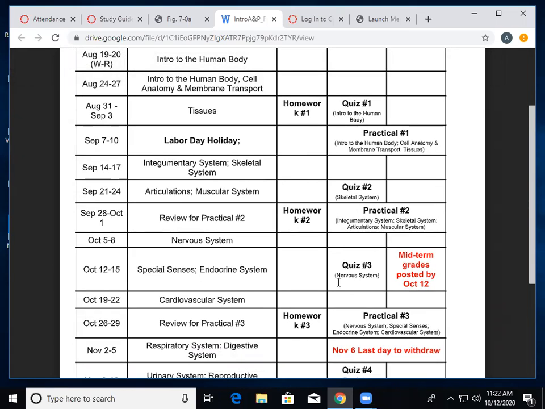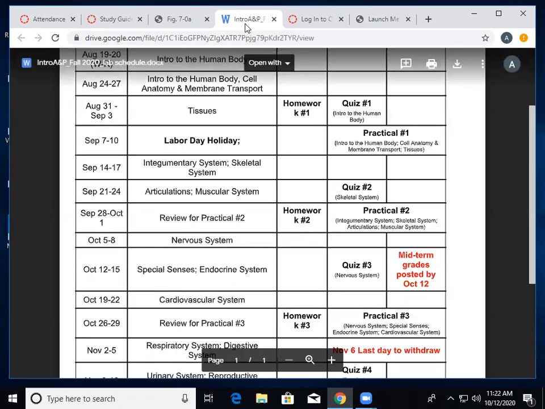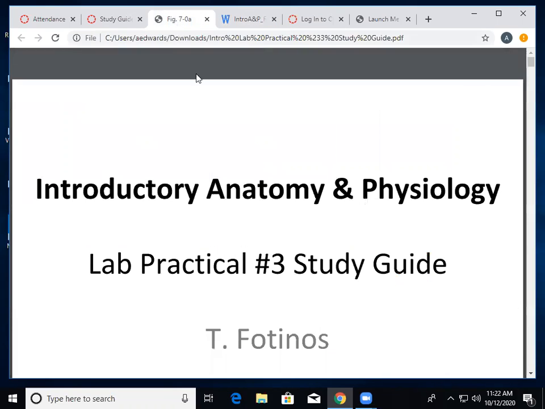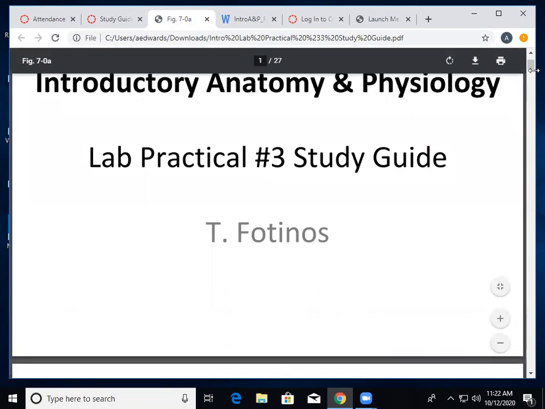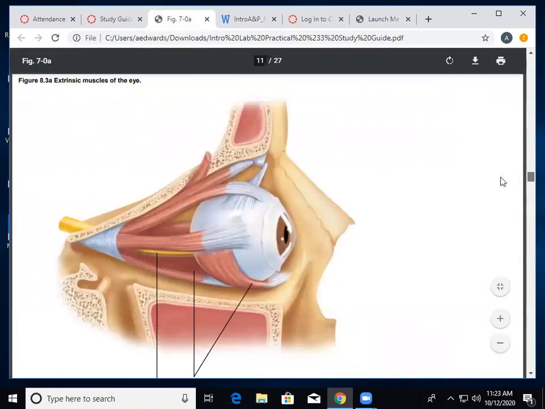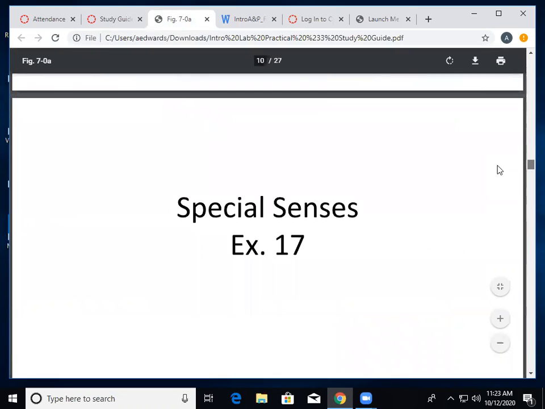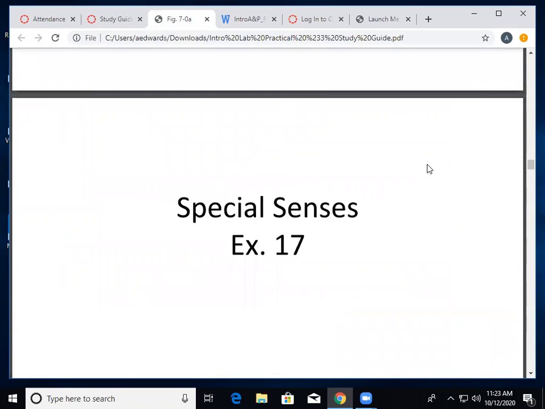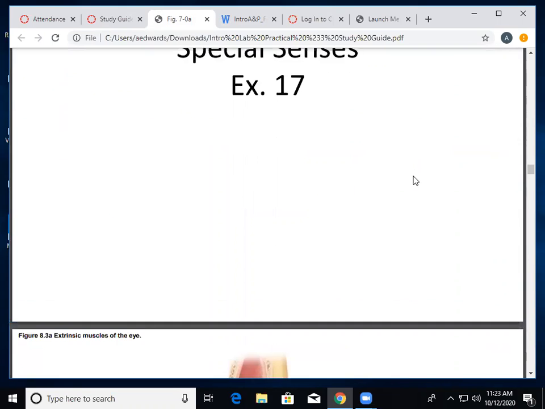Okay. So going over what we went over last week. If you review the study guide images for last week, you should be good to go. All right. So let's go into the study guide. Special senses starts on page 10. So 1 through 9 would be your studying for the quiz.